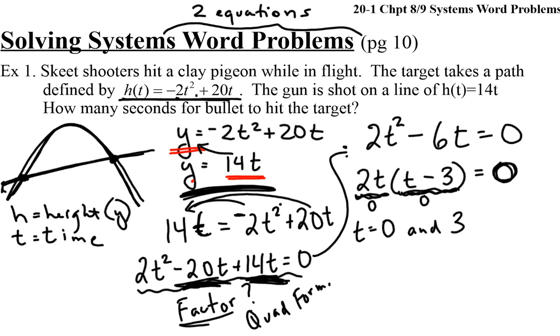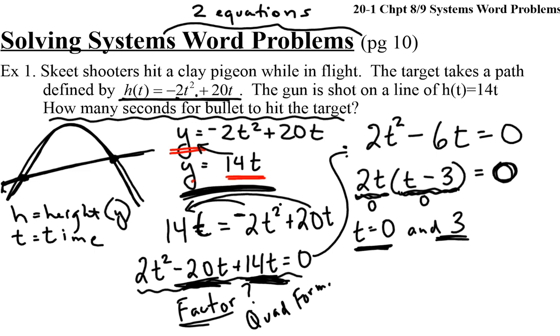But we always have to make sure we've answered the question. The question says how many seconds for the bullet to hit the target. Well, in that case, it doesn't ask about the height, so we don't have to worry about it. We have two t values, t equal to 0 and 3.